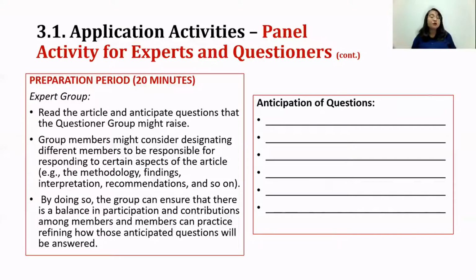by the questioner group. Okay, or you can just simply ask them to list down the questions that they want to anticipate in their book or on a piece of paper like that. Ask them to come up with as many questions as possible, and also ask them to try to predict the answers of those questions. That's why we call it anticipation of questions.